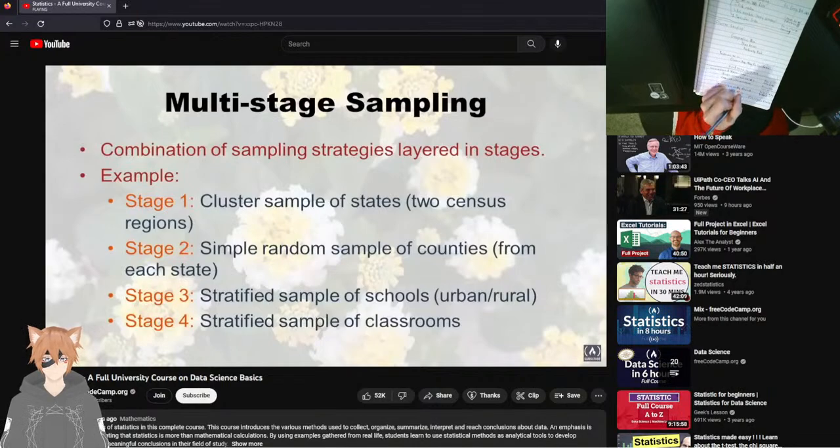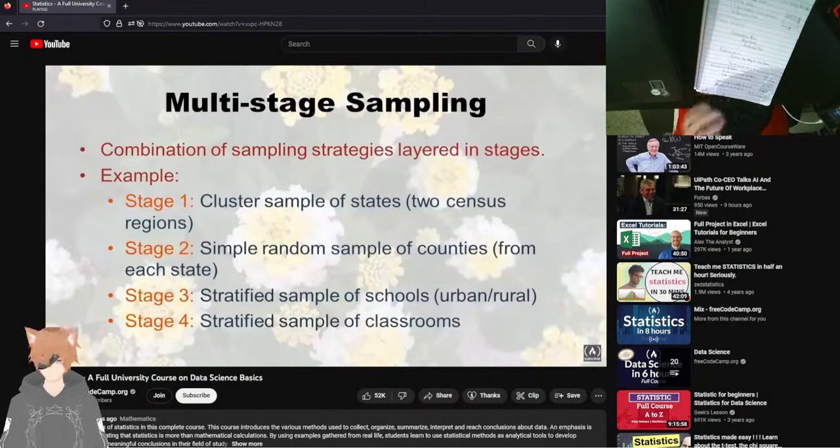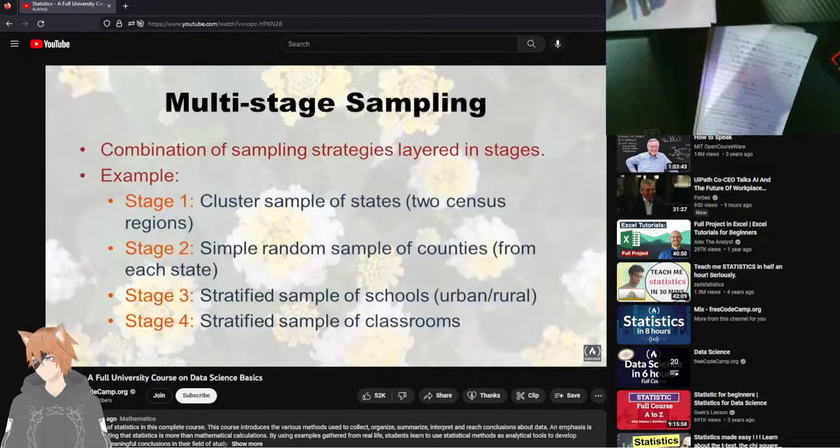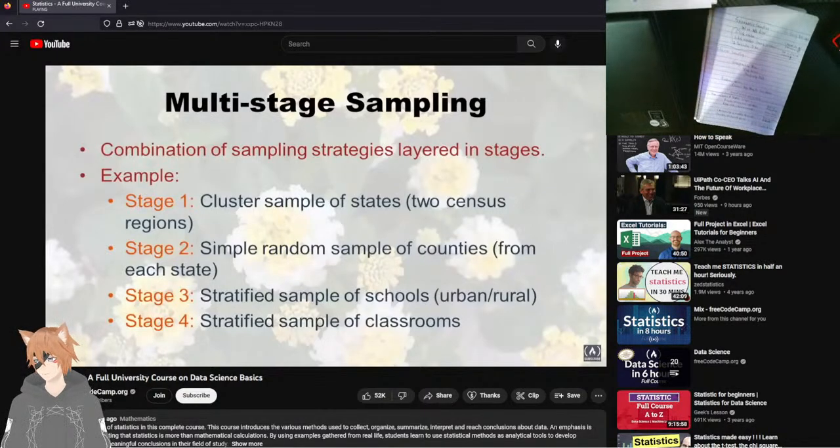Okay, now we've got our schools. Stage 4: that way I don't have to cram all of the steps into the space I have left. Once we figure out our urban schools and our rural schools, we can go in and look at all the classrooms, freshman, sophomore, junior, senior, and take a stratified sample of those.